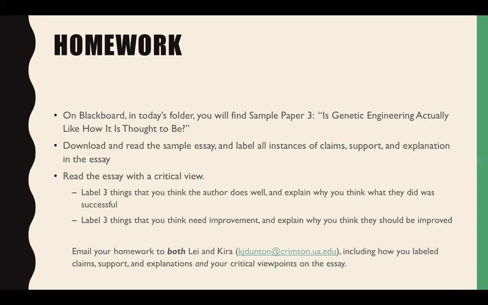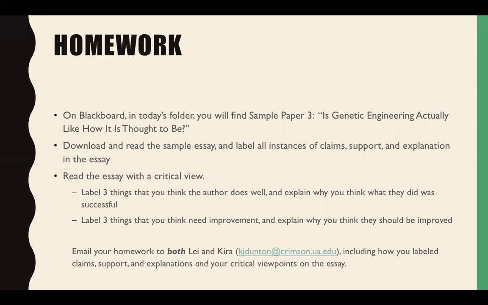Then you're going to read the essay with a critical view. We would like you to label 3 things that you think the author does well and explain why you think what they did was successful. And then label 3 things that you think need improvement and explain why you think they should be improved.